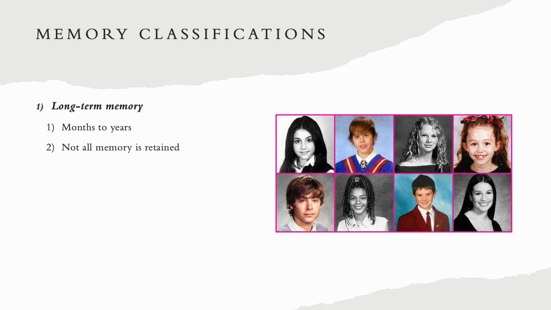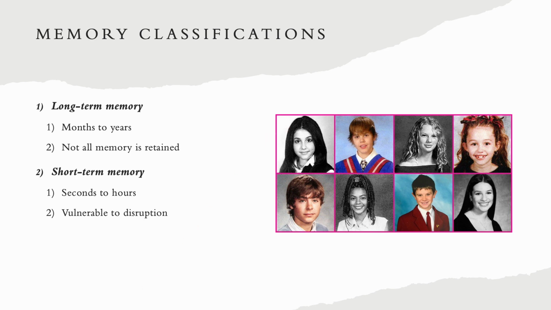We're going to talk about 3 key ways that memories can be classified by time. The first is a long-term memory. So long-term memories are memories that last months or years. So not all memories retain, right? Long-term memories could allow us to remember a classmate that we had perhaps in grade school. When you look at a yearbook like this, you could look at old pictures and recognize someone from your childhood.